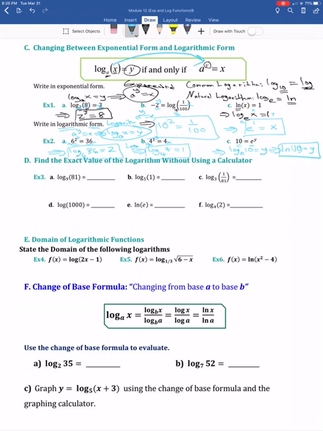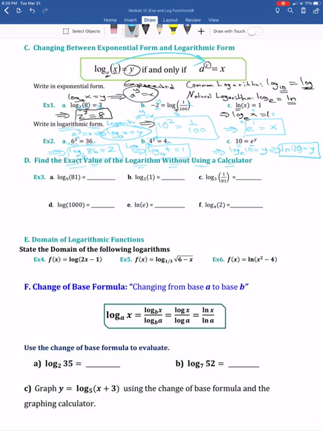So there's our equivalent logarithm. Log base e of 10 is y. A to the y is x. Log base A of x is y. All right, let's find the exact value of a log without using our calculator.